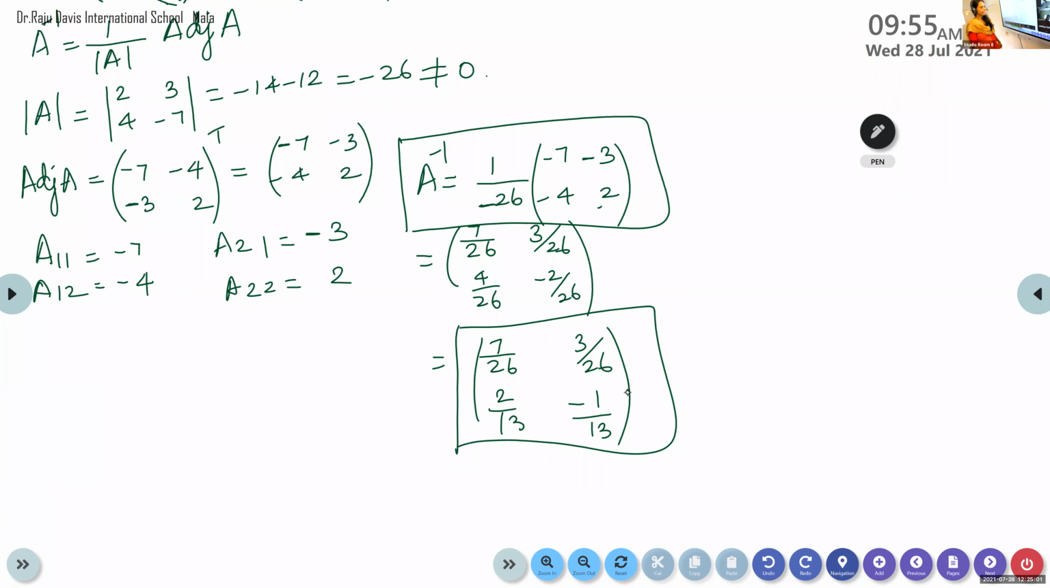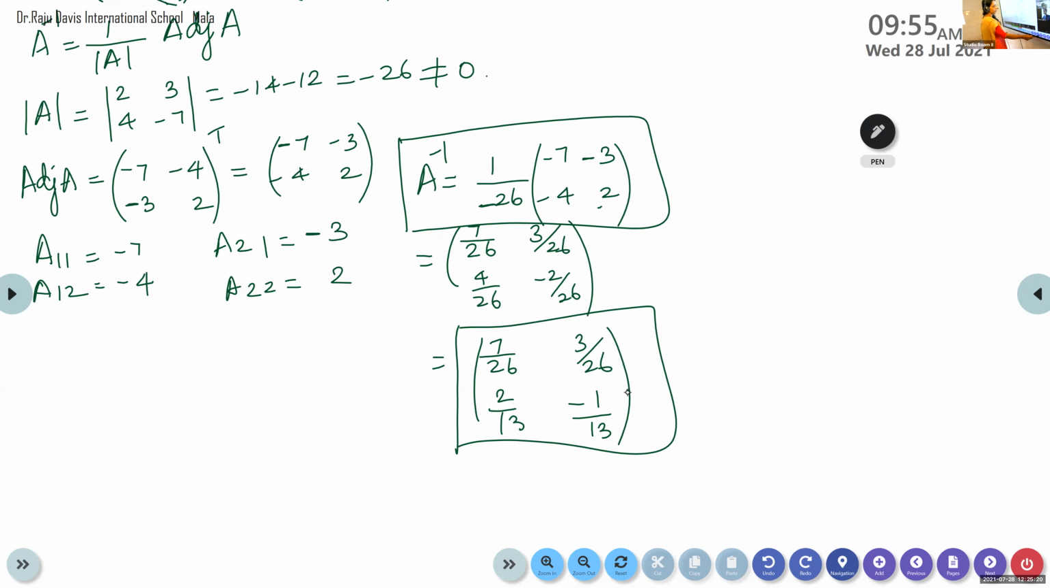Okay? Is it okay? Anila Mohanan, Femina? Shubham, is it clear? Any doubt? Finding inverse of 2 by 2.